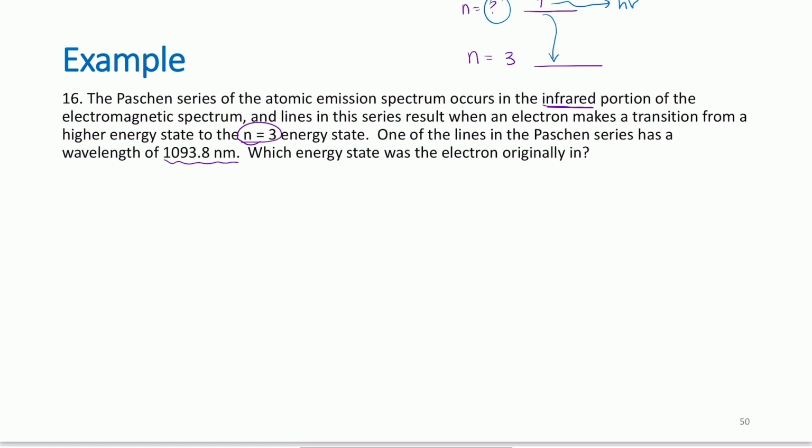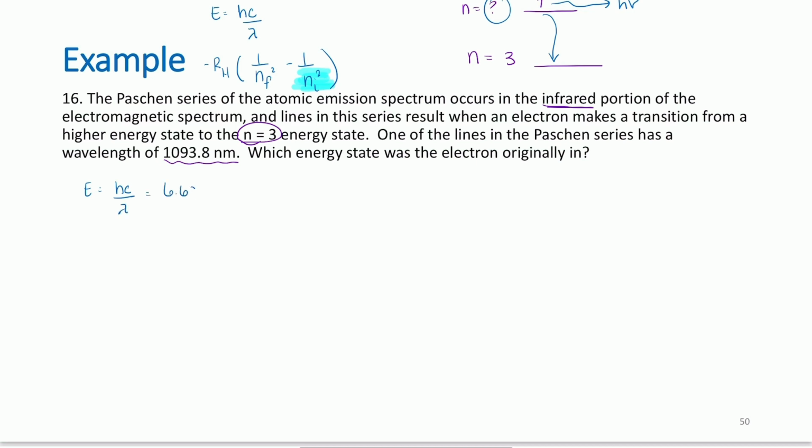So a few things I need to do this. Well, first, I know that I can calculate the energy of that transition. Energy equals hc over lambda. I'm going to solve this and find this energy. I also need to use my Rydberg constant equation, negative RH times 1 over n final squared minus 1 over n initial squared, to find what I had as my n initial. So let's go ahead and solve the energy first. E equals hc over lambda.